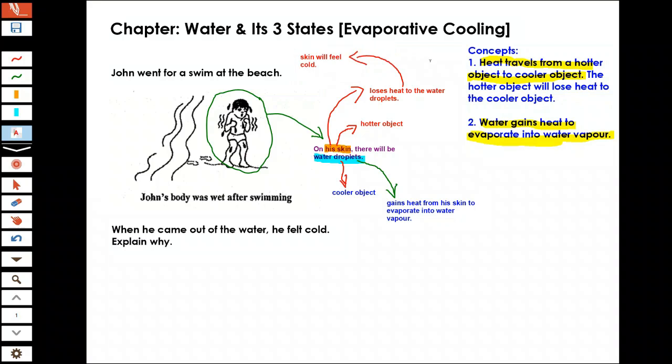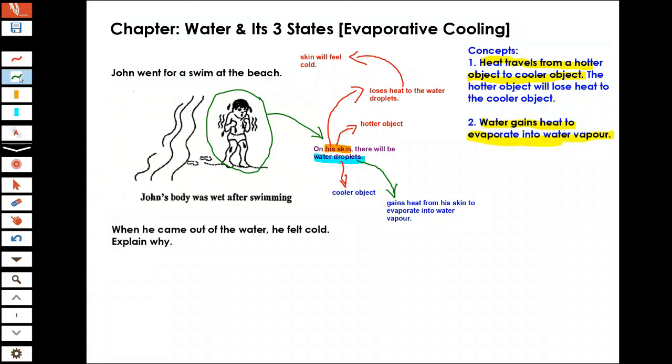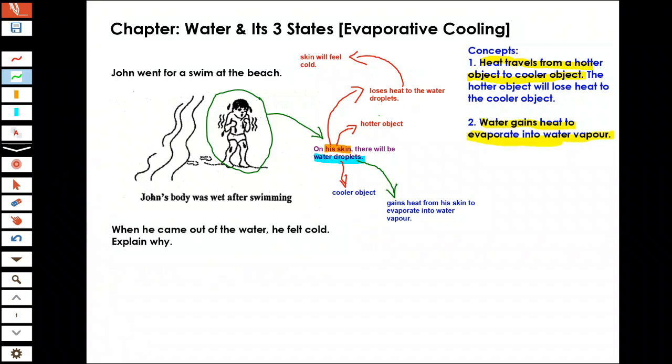And that is the reason why he felt cold. So if we look at the sequence of events, let me use a different color. Okay, let's use green. If you look at the sequence of events, what is event number 1? Event number 1 is when he came out of the water.